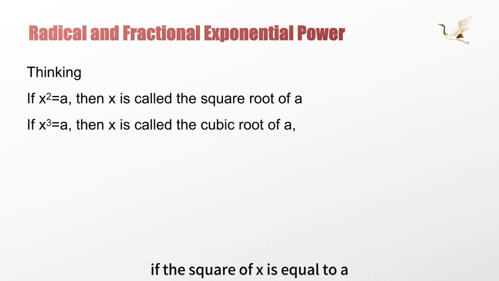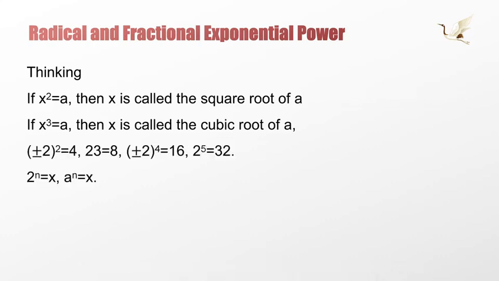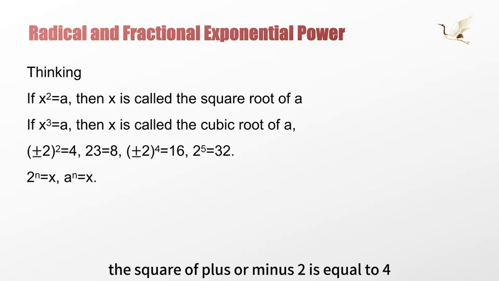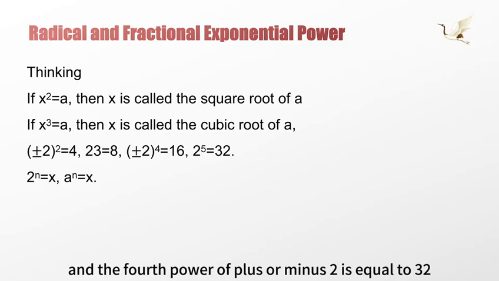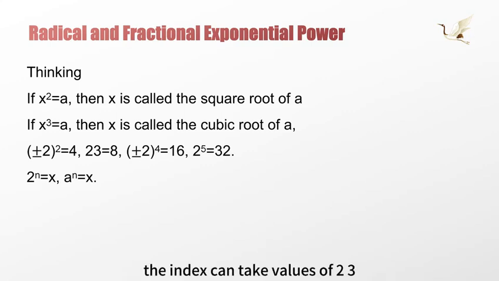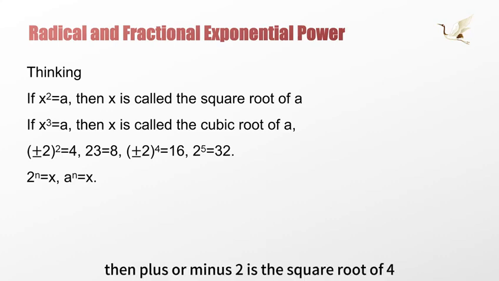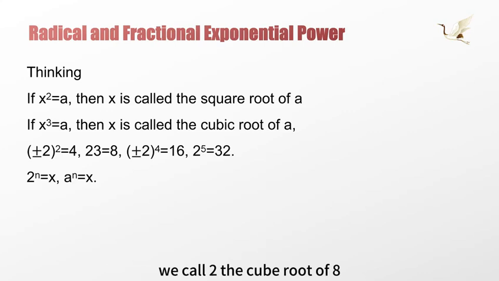If the square of x is equal to a, then x is the square root of a, and if the cube of x is equal to a, then x is called the cube root of a. The square of plus or minus 2 is equal to 4, the cube of 2 is equal to 8, and the fifth power of 2 is equal to 32. The index can take values of 2, 3, 4, and 5. We generalize it. Plus or minus 2 is the square root of 4. We call 2 the cube root of 8, plus or minus 2 the fourth root of 16, and 2 the fifth root of 32.